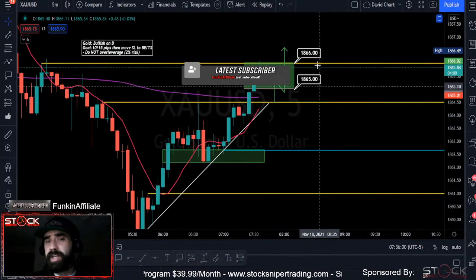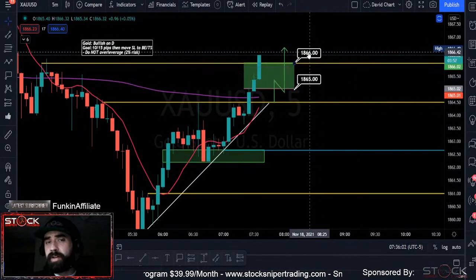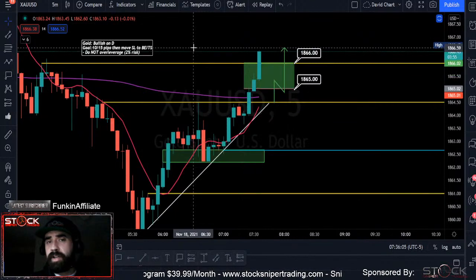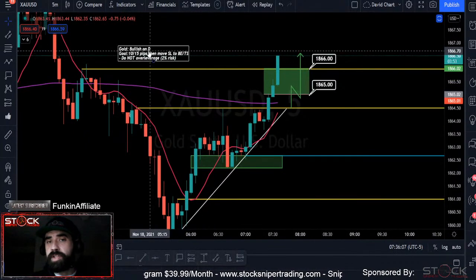So there's your trade, guys. There's 10 pips right there. Now it's running. 10 pips, move your stop loss to break even. Starting to run.